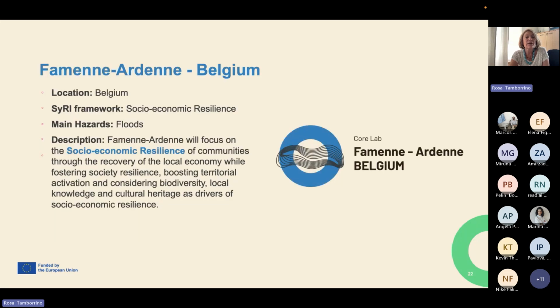And the network, and finally, Femmes Ardennes in Belgium is related with the issue of floods and socio-economic resilience. And as you can imagine, the problem is also to consider cascading effects related with the disasters.